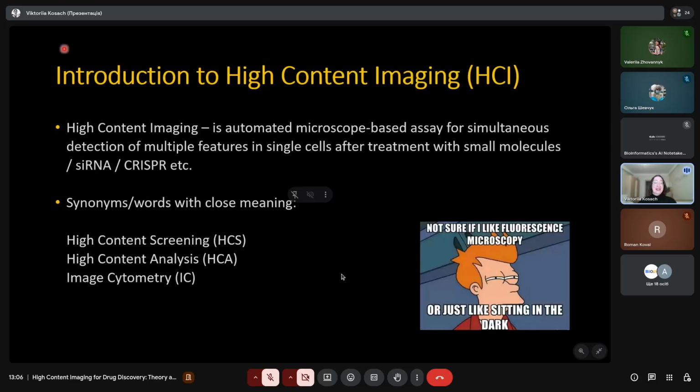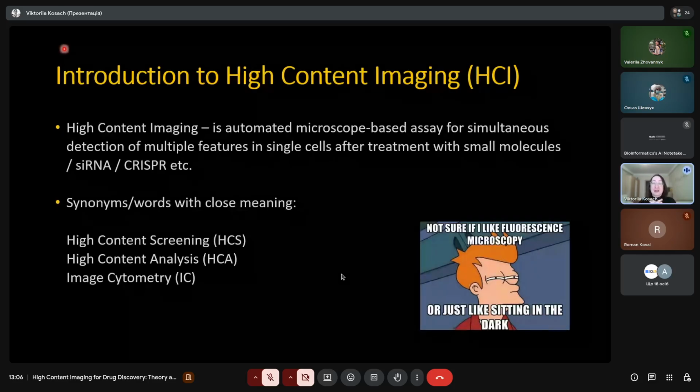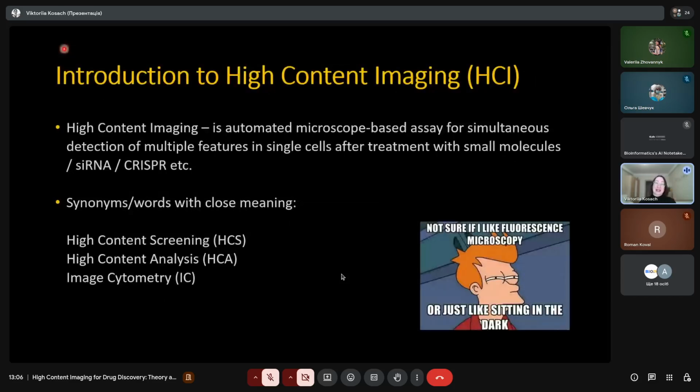Thank you. So let's start with a definition of what high content imaging is. It's a general automated microscopy-based assay that is usually used in drug discovery and industry to simultaneously measure multiple features in single cells, usually after treatment with some perturbation agents like small molecules, siRNAs, or CRISPR libraries.